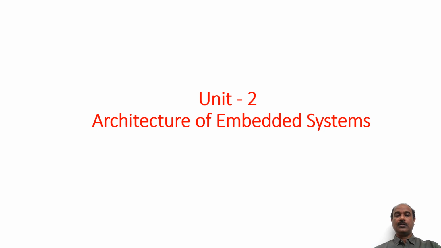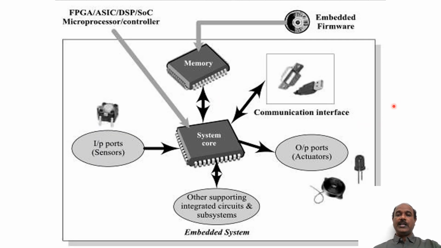So today let us start the discussion on unit 2 of your embedded system, that is architecture of embedded systems. As you have seen in the first unit, an embedded system is a combination of both hardware and software. So let us study the different blocks that are present in an embedded system.